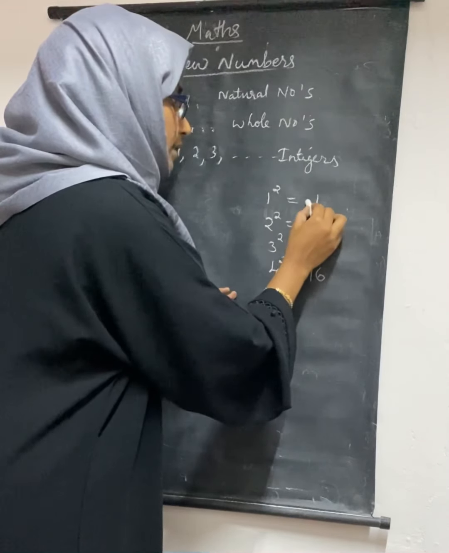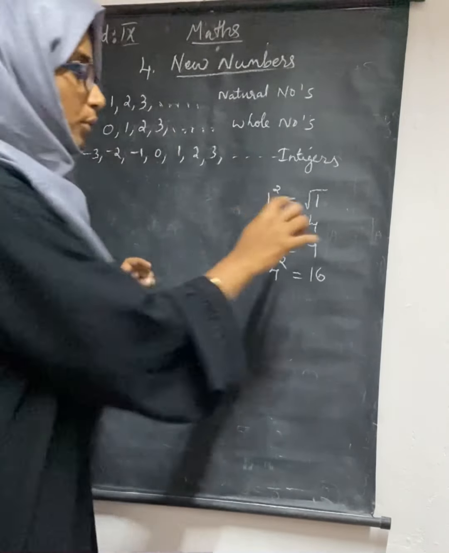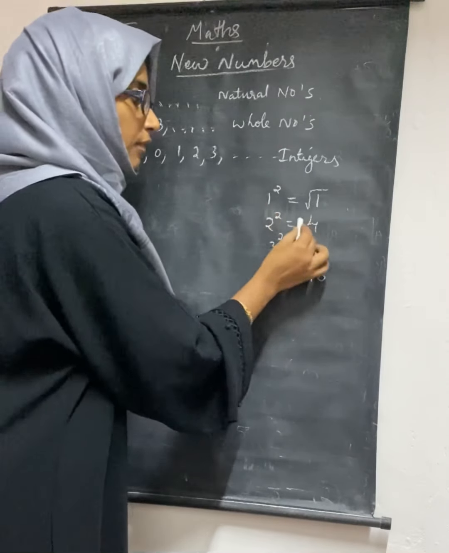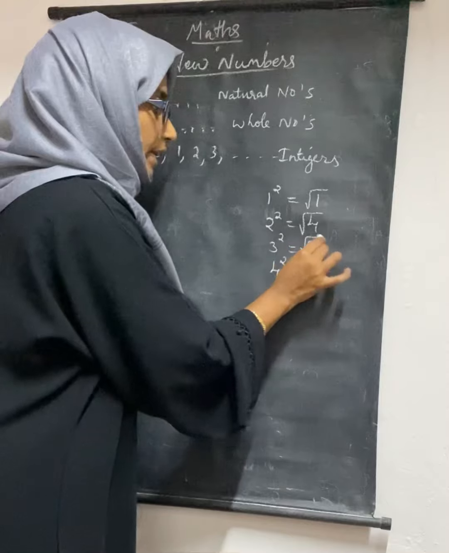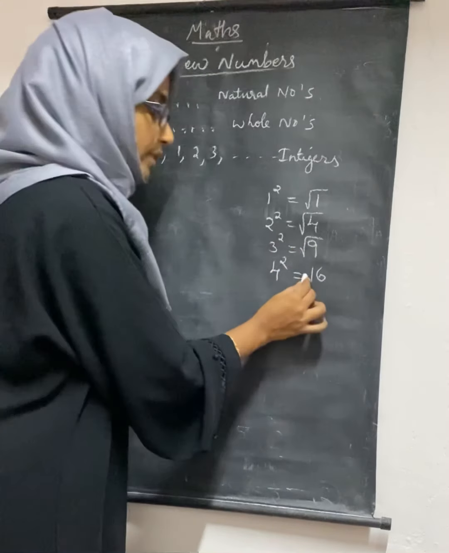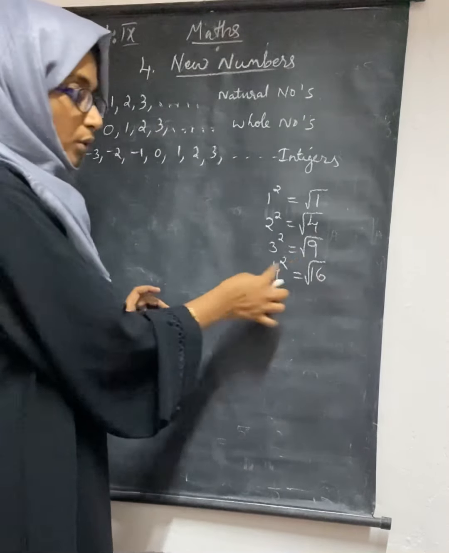What is the answer for square root of 1? Square root of 1, the answer will be 1. If I ask square root of 4, the answer will be 2. Square root of 9, it will be 3. Square root of 16, it will be 4. So what do you mean by that?